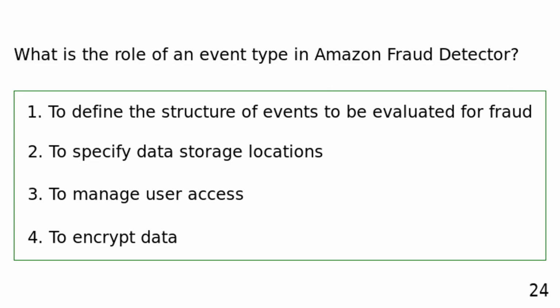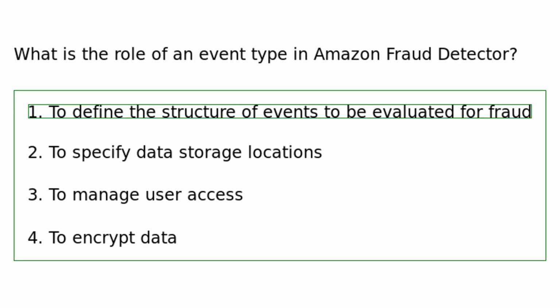What is the role of an event type in Amazon Fraud Detector? To define the structure of events to be evaluated for fraud. To specify data storage locations. To manage user access. To encrypt data. An event type in Amazon Fraud Detector defines the structure of events that need to be evaluated for fraud detection.